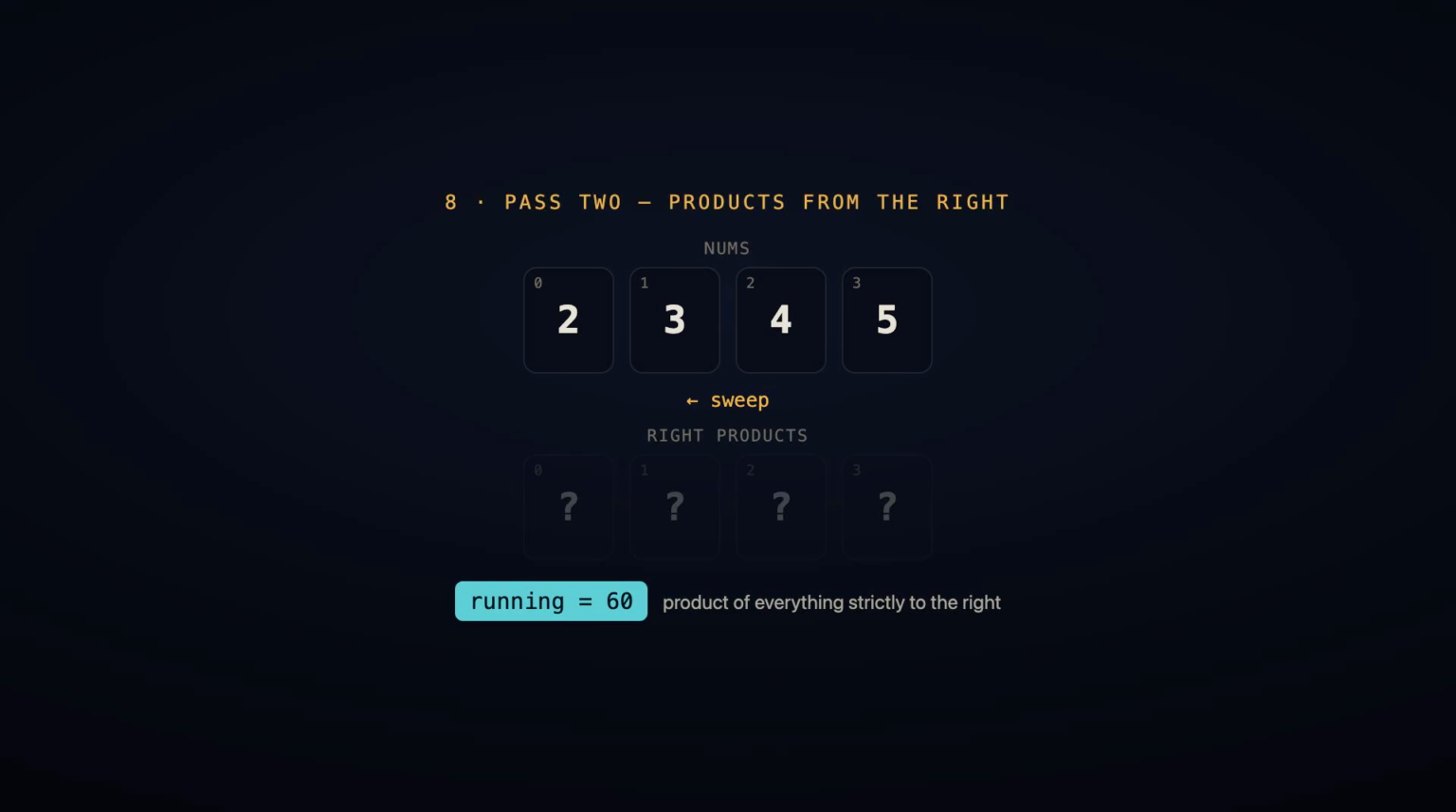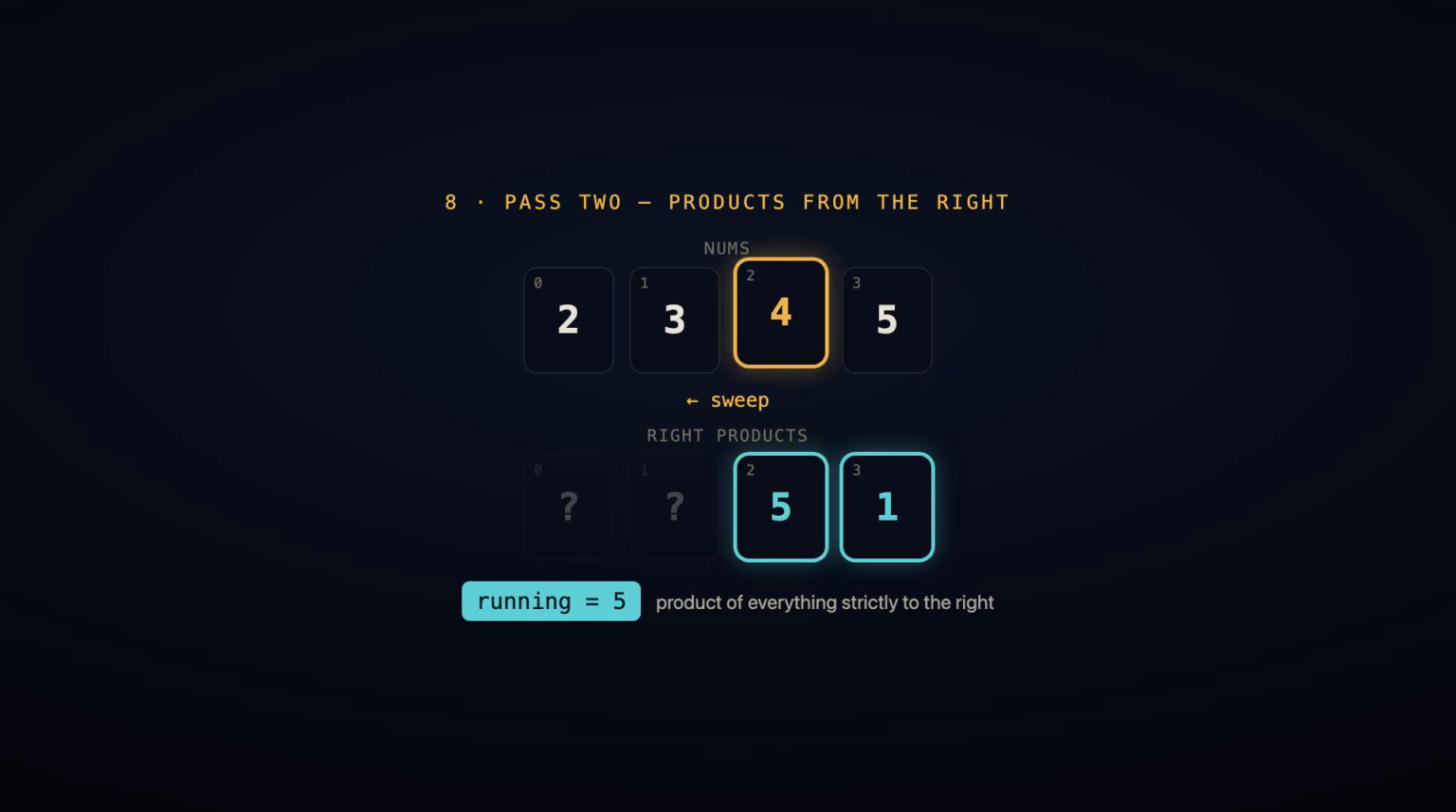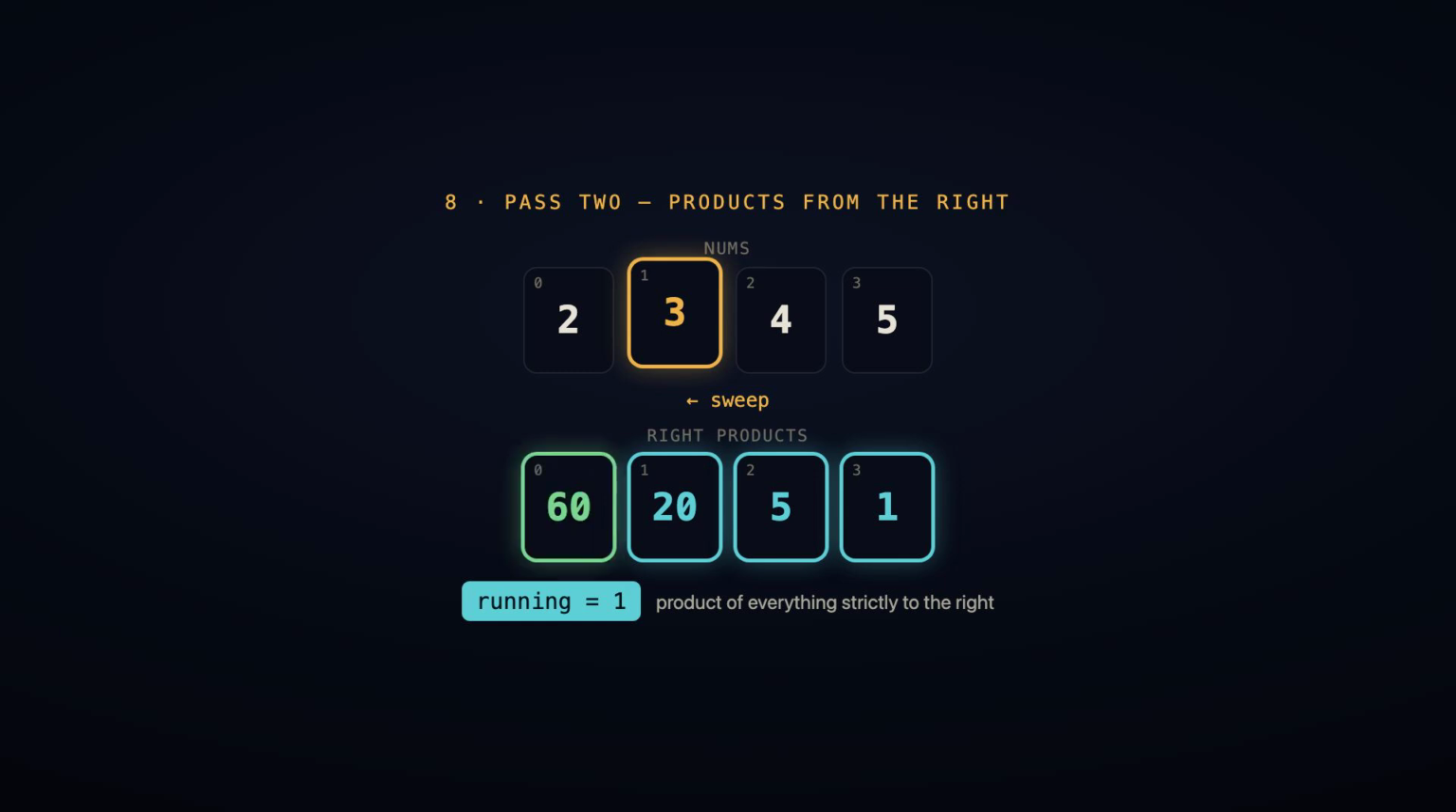Second pass, right to left. Same idea for the other side. The rightmost slot has nothing to its right, so it's 1. Then we multiply as we walk back. 1. 1 times 5 is 5. 5 times 4 is 20. 20 times 3 is 60. Now this array holds the product of everything strictly to each slot's right.